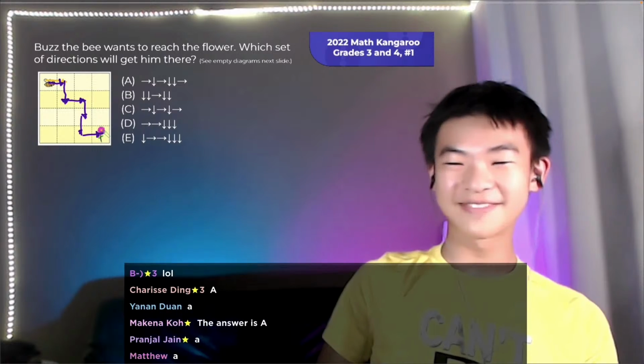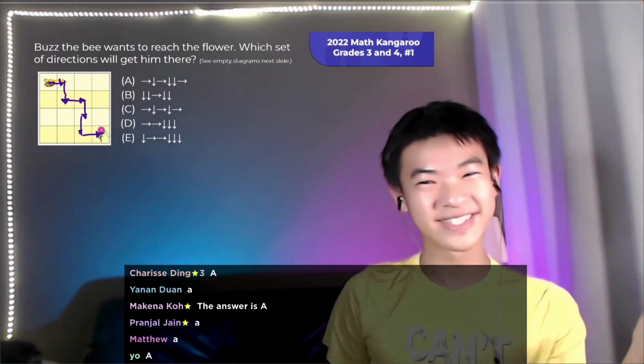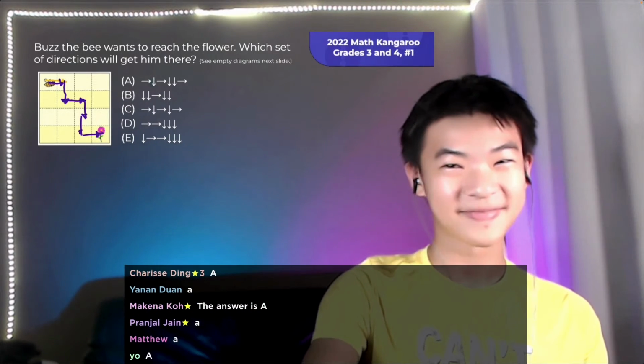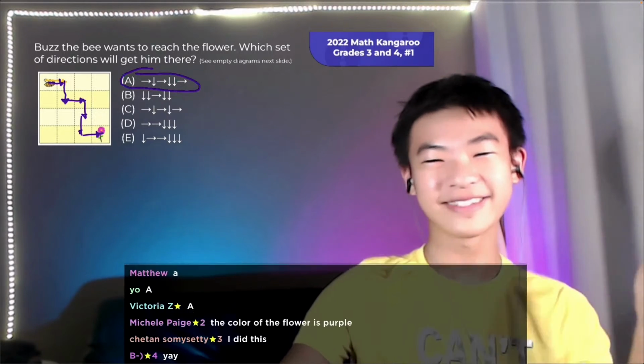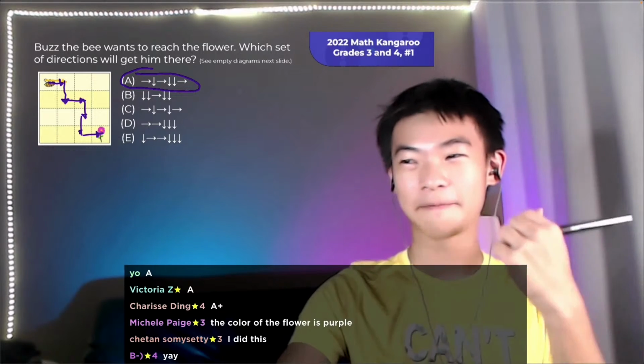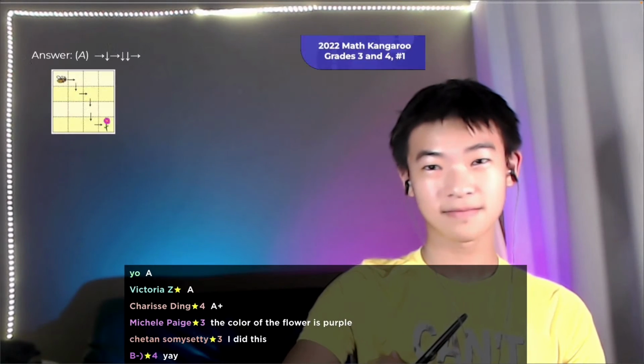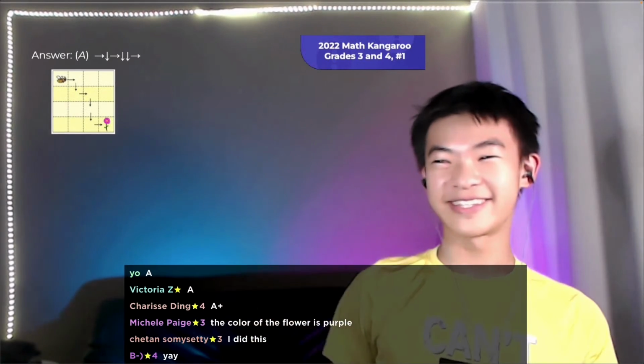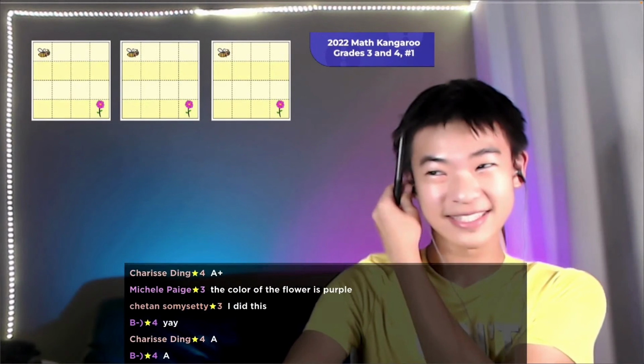Buzz wants to reach the flower, and with answer choice A, we do reach the flower. So I agree with all of y'all. Answer choice A is also what I would choose, and probably the correct answer. Let's see. Yay, it's answer choice A. We did not need the empty diagrams.